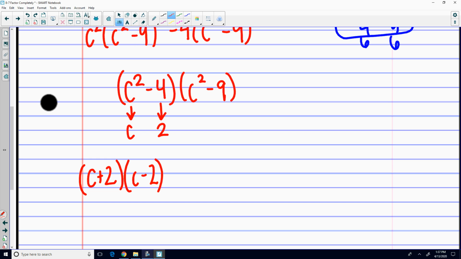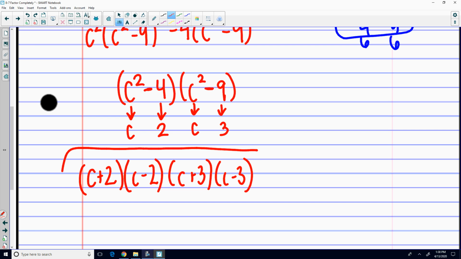I can keep going because this has to be subtraction, but these are both subtraction and they're both perfect squares. It has to be subtraction though. So I unsquared the c squared to get c, and the 9 to get 3. I'd have c plus 3 and c minus 3. That is actually factored completely then.